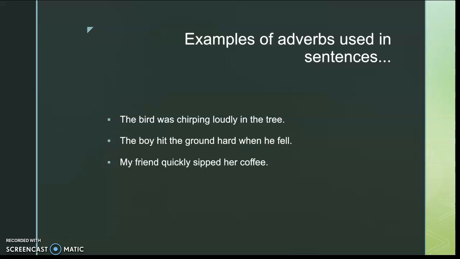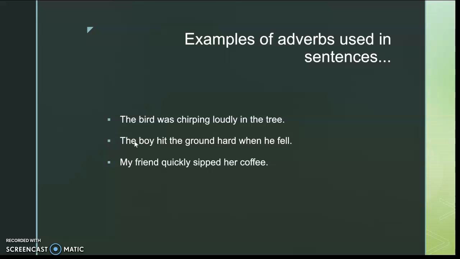So let's find our verb first in the sentence. The bird, what was he doing? He was chirping. Okay, birds chirp. That's our verb. How? How is he chirping? Loudly. All right, that helps with that sentence. Let's try the next sentence.